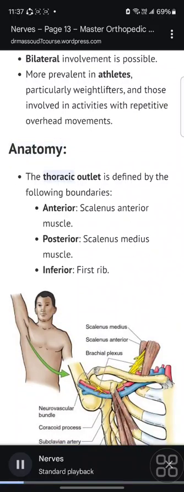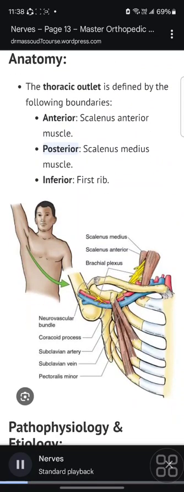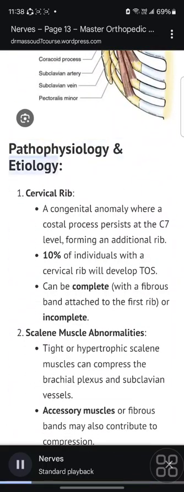Anatomy. The thoracic outlet is defined by the following boundaries. Anterior, scalenus anterior muscle. Posterior, scalenus medius muscle. Inferior, first rib. Pathophysiology and etiology.